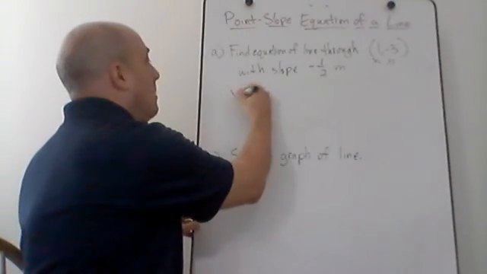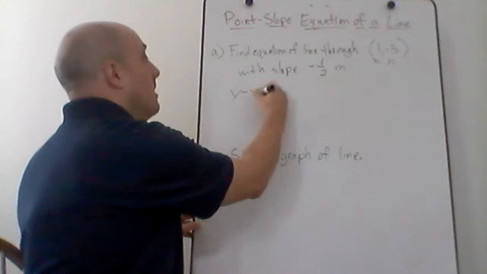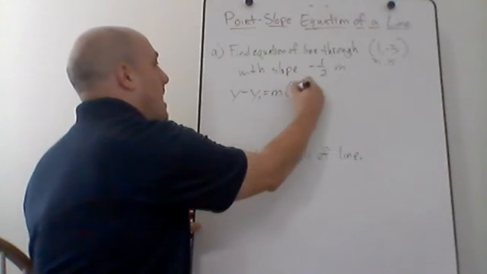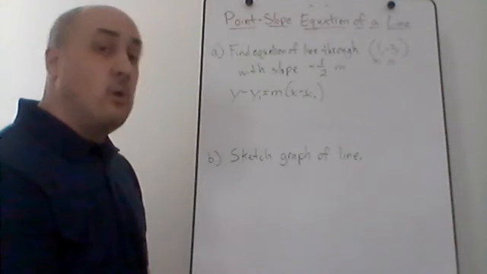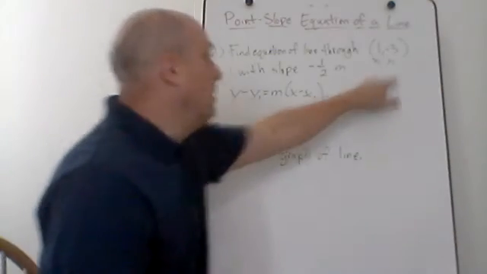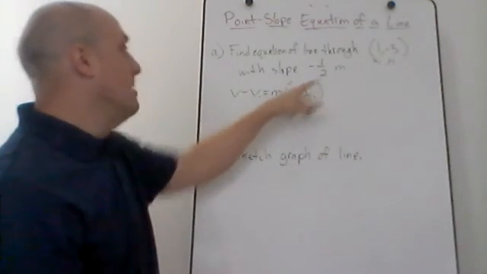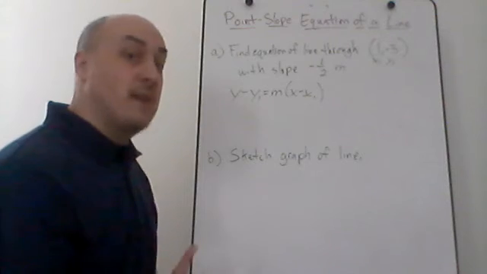Remember the point-slope form, which was up here a minute ago but I just erased it: y minus y1 equals m times x minus x1. That's the point-slope form of a line. So all I have to do is take my x1 and y1 and plug them in, take my m equals negative 1/2 and put that in place, and I've got the equation.